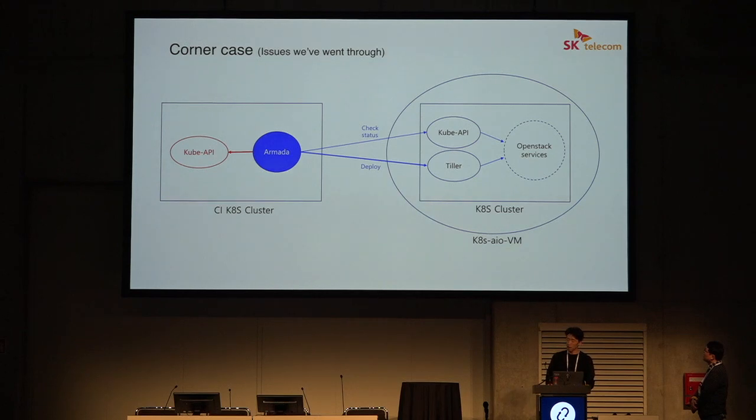In this case, the Armada on the left side should communicate with Tiller and Kube API in the VM on the right side. But since it's running inside the Kubernetes cluster, it uses in-cluster config, and it asks the wrong Kube API about the status of all the OpenStack service pods. And it keeps thinking that none of these pods are ready yet, because it cannot see any pod on the left cluster. So it was really a corner case for us. As a short-term solution, we added a parameter like --kubeconfig to specify the kubeconfig file location to load, even if Armada runs inside the Kubernetes cluster. It's not yet submitted upstream, but it will be proposed soon by our team member.